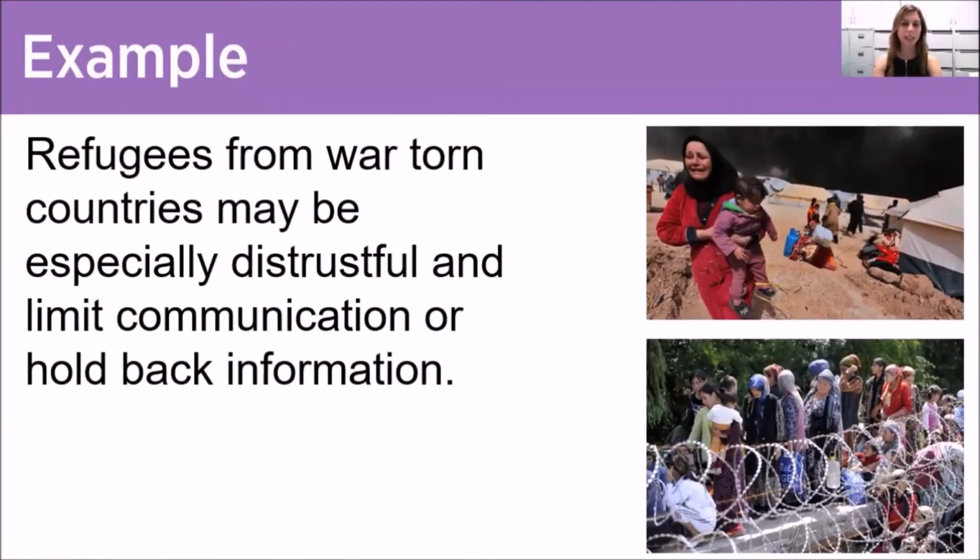Looking at another example, refugees from war-torn countries can be especially distrustful and limit communication or hold back information in fear of how you will interpret it. This should not prevent you from pursuing the discussions further. You need to establish an open and trusting relationship with these clients, ensuring that no judgment will be passed on what they say.